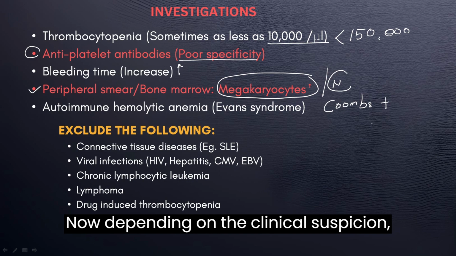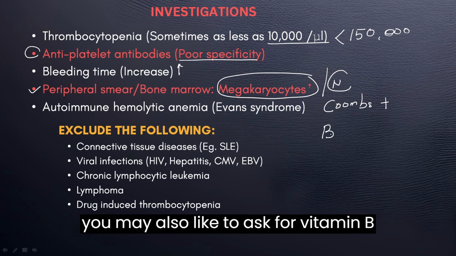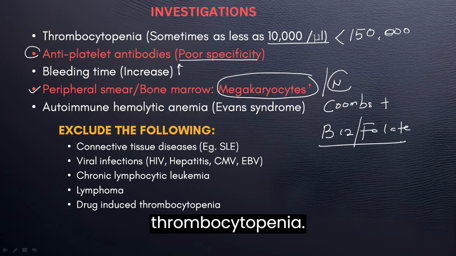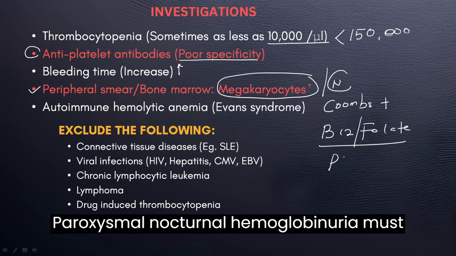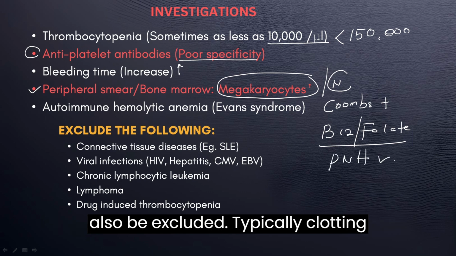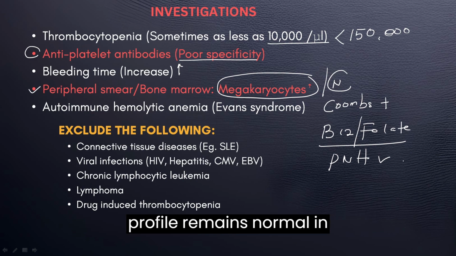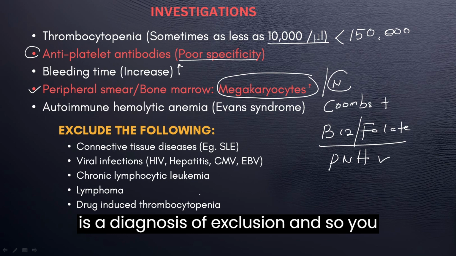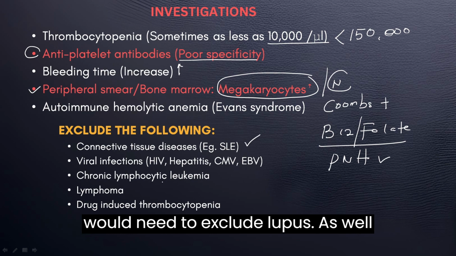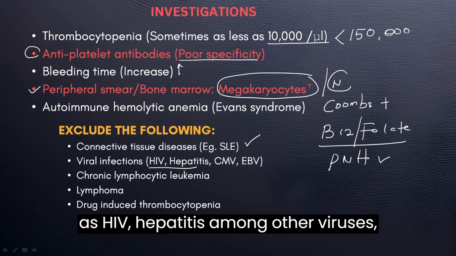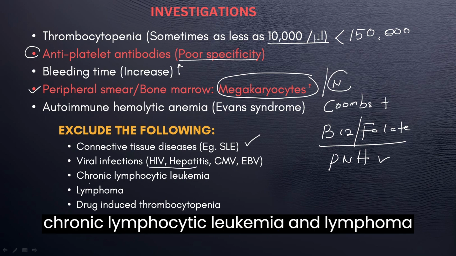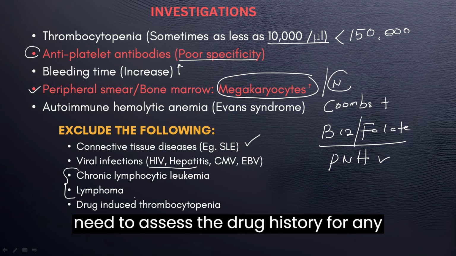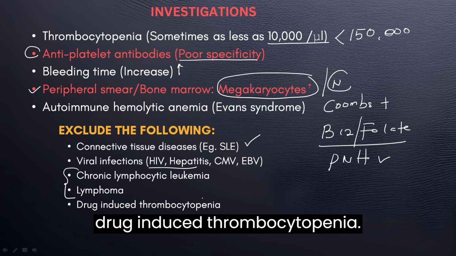Now, depending on the clinical suspicion, you may also like to ask for vitamin B12 as well as folate levels, as these deficiencies can also lead to thrombocytopenia. Paroxysmal nocturnal hemoglobinuria must also be excluded. Typically, clotting profile remains normal in primary ITP. As we said, this is a diagnosis of exclusion, and so you would need to exclude lupus as well as HIV, hepatitis, among other viruses. Chronic lymphocytic leukemia and lymphoma can also be associated with ITP. You need to assess the drug history for any drug-induced thrombocytopenia.